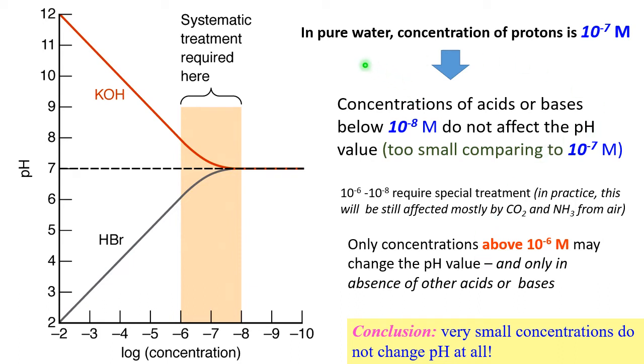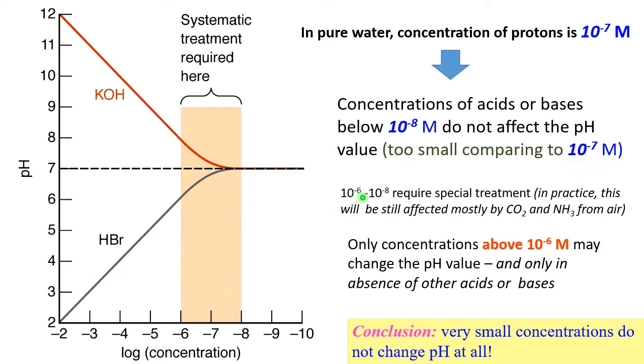Now, let's recall that in pure water, the concentration of protons is 10 to the negative 7 molar. So, what does it mean for us from a practical point of view? Concentrations of acids or bases below 10 to the negative 8 will not affect pH value. Why? Because these concentrations are too small compared to the 10 to the negative 7 you already have in water.